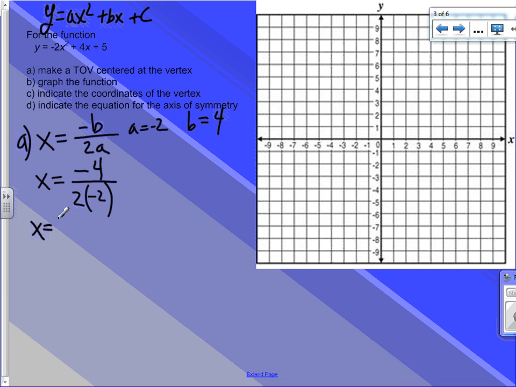Okay, so this is going to be -4 over -4, since 2 times -2 is 2. And we get x equals 1. So the first coordinate of our vertex is +1. What do we have to do next? We need to find 1's partner. How do we find y's partner? We use this function that they gave us, and we plug 1 in to find 1's partner.